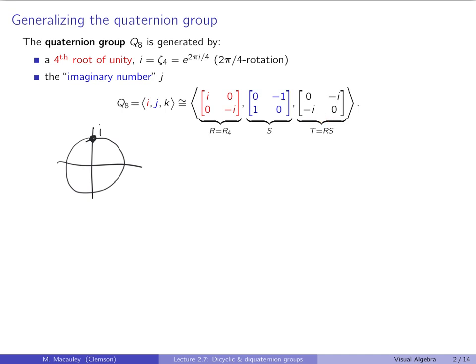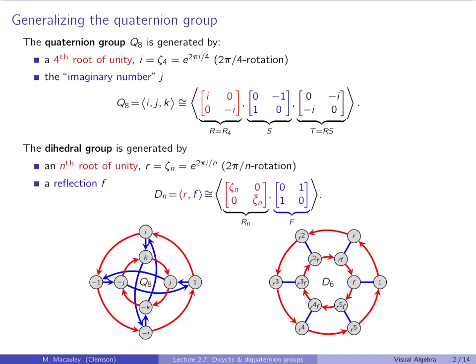this matrix here. The dihedral group is generated by an nth root of unity, just a 2 pi over n rotation, which we can think of as zeta n, or e to the 2 pi i over n, and a reflection f. We can also represent these with 2 by 2 matrices, where the rotation is represented by this matrix, Rn, where the diagonal elements are zeta n and zeta n bar, and the reflection is the complex reflection matrix F. Here is a Cayley graph for Q8, and here is a Cayley graph for D6.